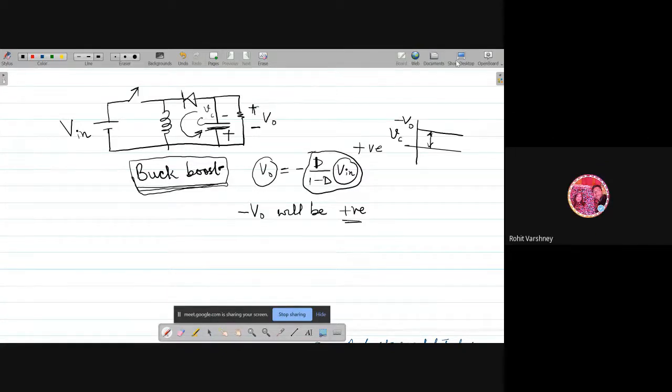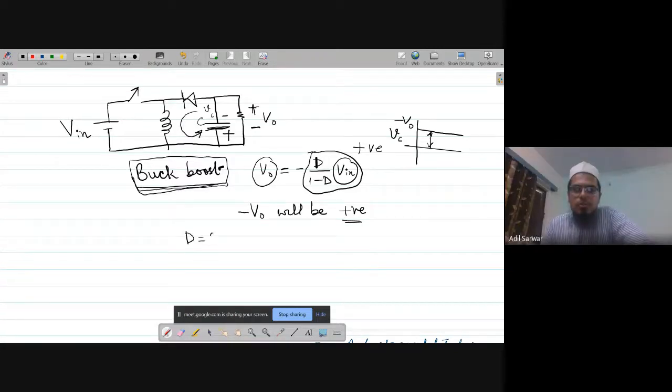Sir, in this expression of V naught, if we put D equal to 0.5, then how will it follow the buck operation? Because you say from 0 to 0.5 it will follow buck operation, and after that up to 1 it will follow boost operation. So actually at D equals 0.5, this is the critical point, and the converter is moving from the buck mode to the boost mode. Okay. So this is the critical point.